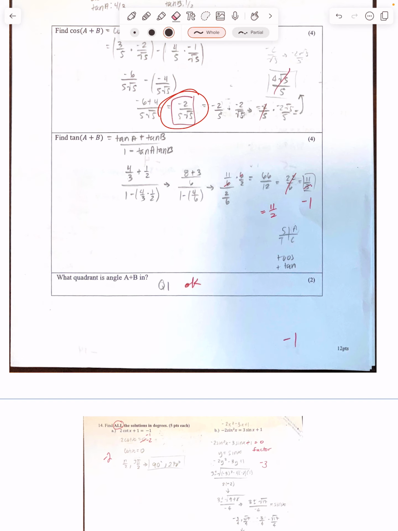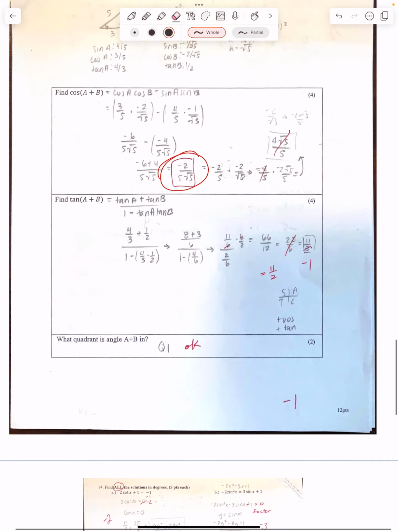And then you said quadrant 1, which isn't technically correct, but for your answers, right? This was your answer, that's positive, and this answer was positive. So that would put it in quadrant 1 for your work.